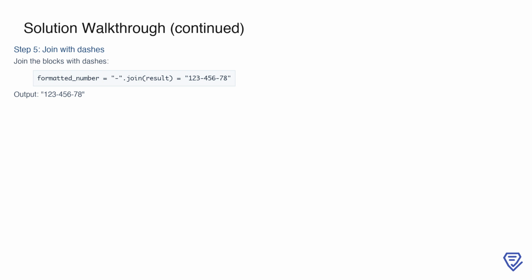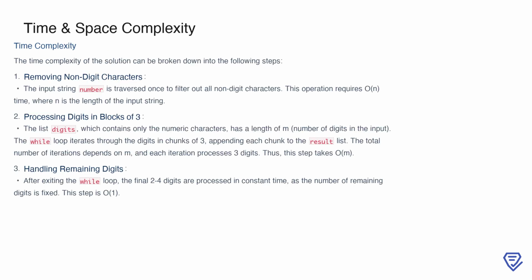In the final step, we join the blocks in the result list with dashes. Combining 123, 456, and 78 with dashes gives the formatted phone number 123-456-78. The output for this example is 123-456-78. To determine the time complexity of our solution, we can break it into distinct steps.